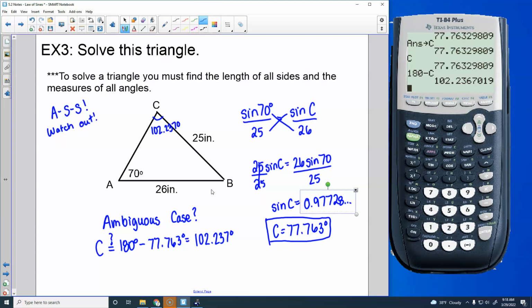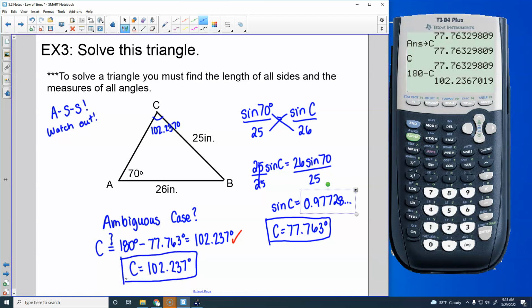So what this means is since that will work, since that is less than 180 degrees when I add those angles together, that means we have ambiguous case. So that means that the measure of angle C could be 77.763, but it could also be 102.237 degrees.